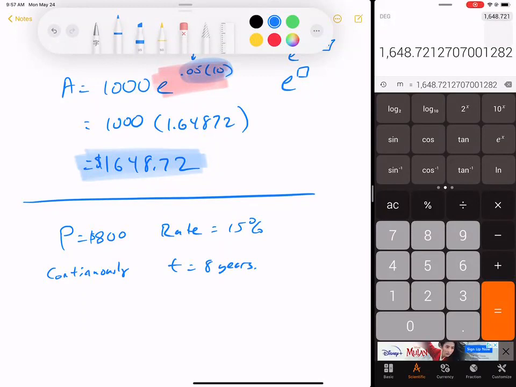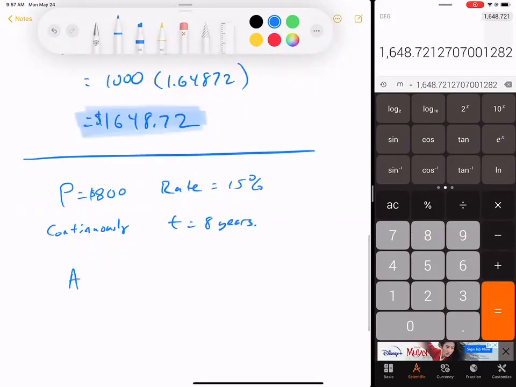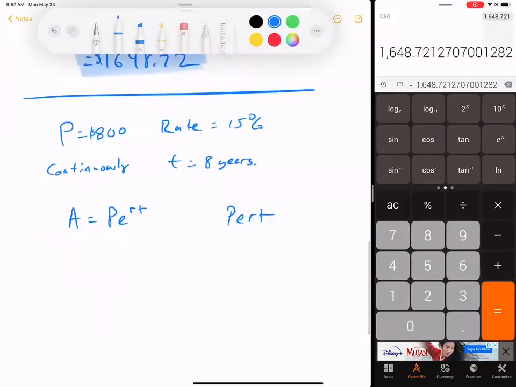So this continuous model, remember, it's easier. It's A equals P E to the R T. Does not look like PERT, but A is equal to PERT: principal, E to the rate times time. So A is equal to 800, E to the 0.15 times 8. This is it. You just have to know how to plug this into your calculator.